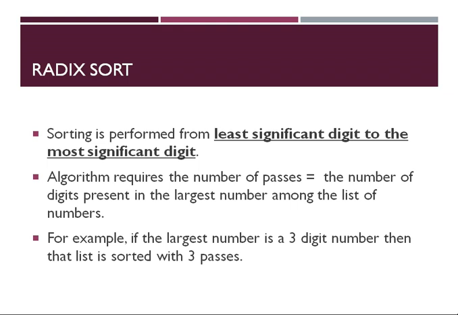See, whatever the array elements are given to you, among all of these elements, you need to find out the largest number and then find out its number of digits. So this algorithm requires those many passes. If the largest number is a 3-digit number, then radix sort algorithm requires 3 passes to create a sorted list of array.